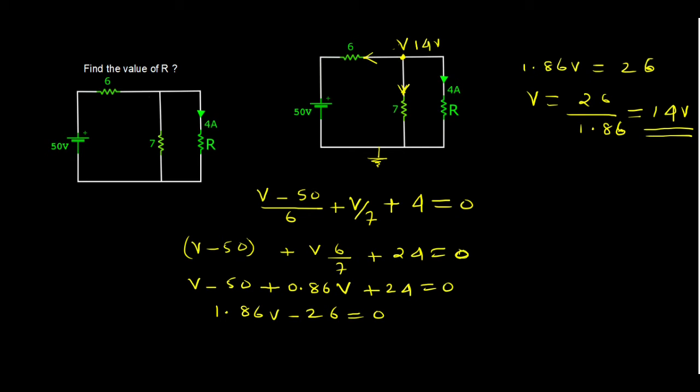Now we know we have to find what is R. We'll apply Ohm's law to find the value of R. R equals V upon I. What is V? 14. 14 upon 4, we get 3.5 ohms. So the answer is 3.5 ohms.